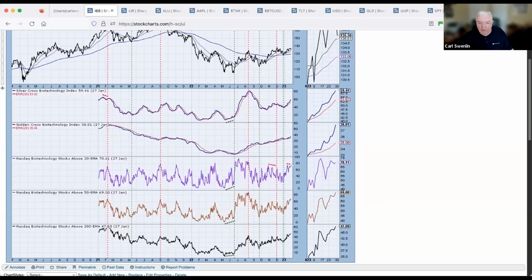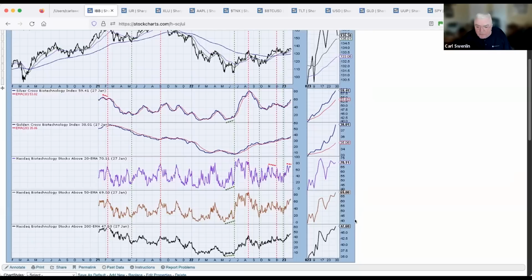Looking at the percent of stocks above the 20 EMA, there's 70% above the 20, 69% above the 50. What that tells us is prices are above the 50 and the 20 by about 10 points more than what we're showing on the Silver Cross Index. So we can anticipate, not guaranteed, but anticipate, that the Silver Cross will improve by about 10 points, up to about 70%. The same goes for the Golden Cross, which is at 38%.